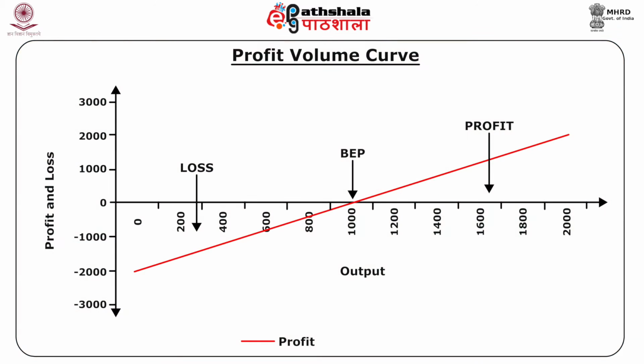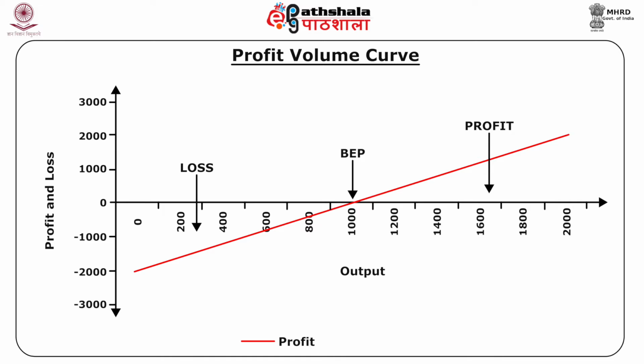Another way to show break-even point is through a profit volume graph. We can also define break-even point as the level of output where the profit of a company is zero. In figure 2 above, it has been shown that break-even point is at 1000 units where the profit line cuts the output line, that is the x-axis, or where the profit is exactly zero.